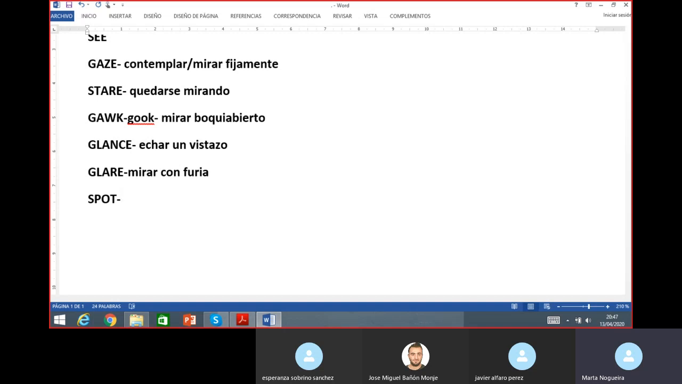Spot is also to recognize someone among many others. So it's like localizar, detectar a alguien. Divisar, I would say divisar. When you recognize someone in a group, ah, look, here comes so-and-so, that is spot. In past simple, I would say spotted, with double T.